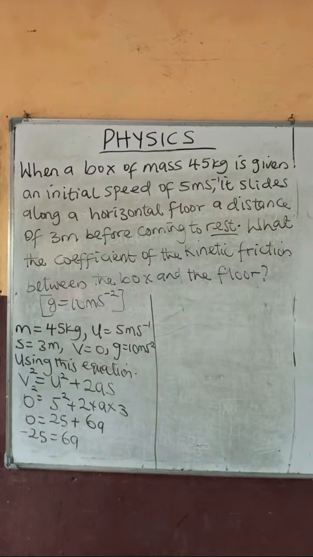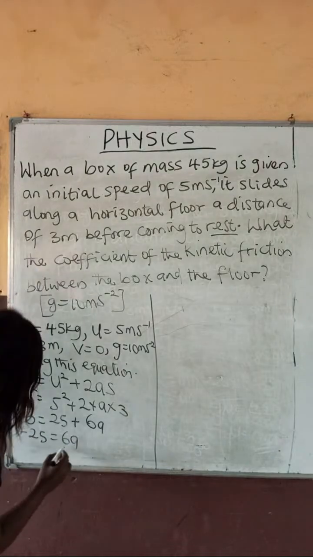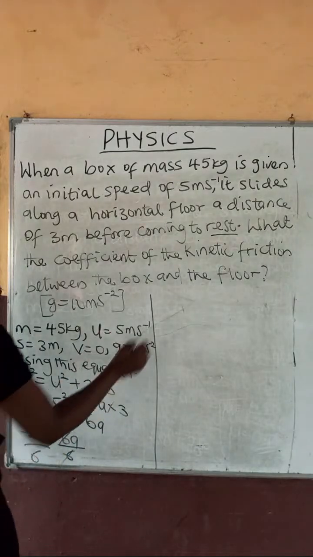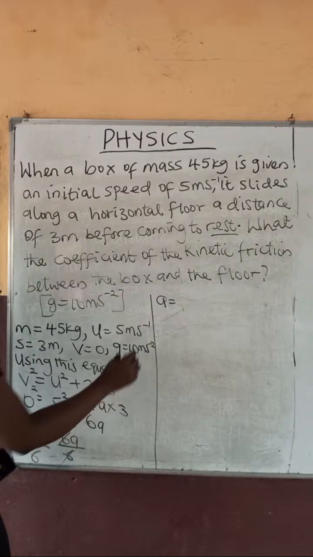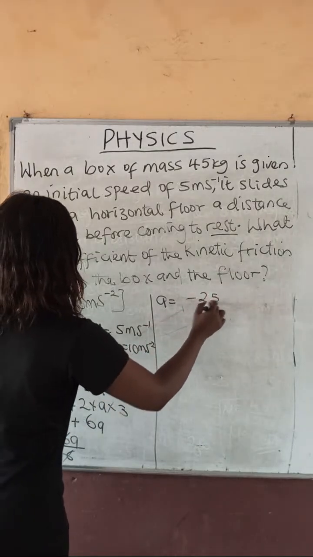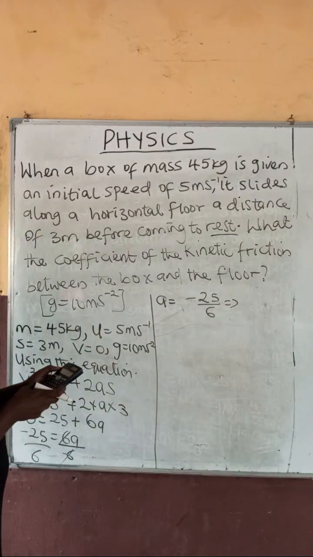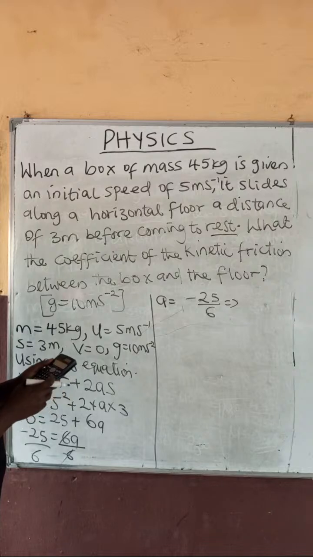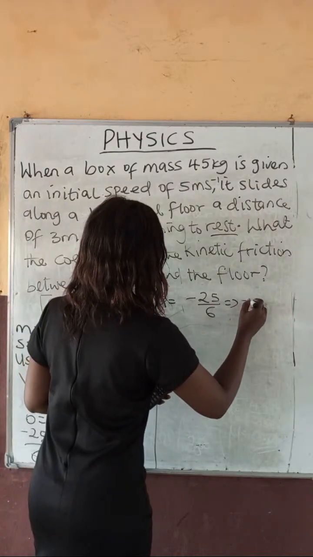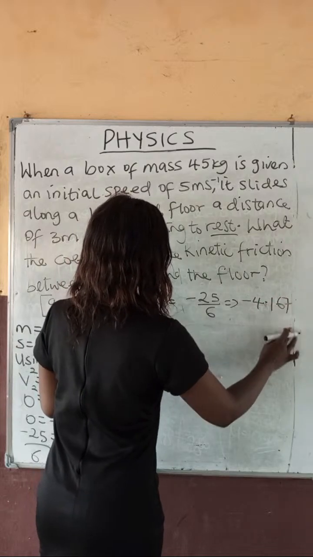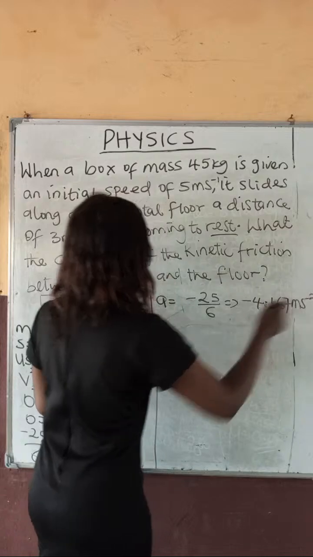Right? What I'm going to do is take the coefficient of a, which is 6, and divide both sides. So we are left with a equals minus 25 over 6. Okay? So using the calculator, 25 divided by 6, I have minus 4.167 meters per second squared.